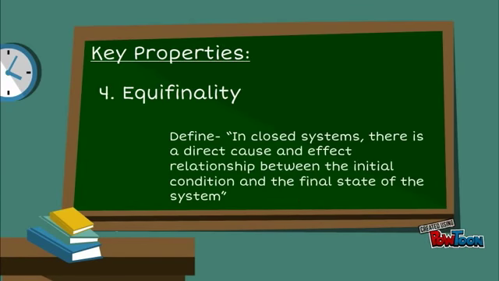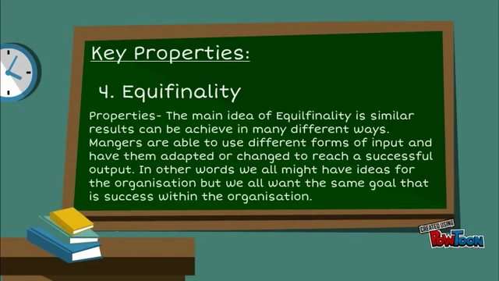Equifinality. In closed systems, there is a direct cause and effect relationship between the initial condition and the final state of the system. The main idea of equifinality is that similar results can be achieved in many different ways. Managers are able to use different forms of input and have them adapted or changed to reach a successful output. In other words, we all might have different ideas for the organization, but we all want the same goal, that is success.